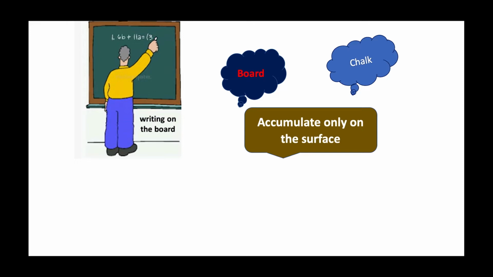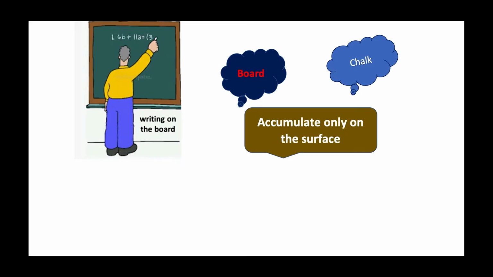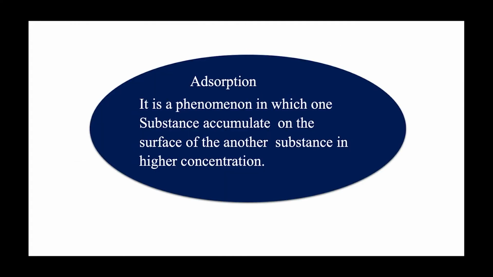Now you see, when we are writing on the blackboard, the chalk powder gets stuck on the blackboard. Can we call this process an absorption? No, this is not an absorption. In this, chalk gets accumulated on the surface of the blackboard. That is, one substance gets accumulated on the other substance only on the surface. Here, the process is called adsorption. Then how do you define adsorption? It is a phenomenon in which one substance accumulates on the surface of another substance in higher concentration.